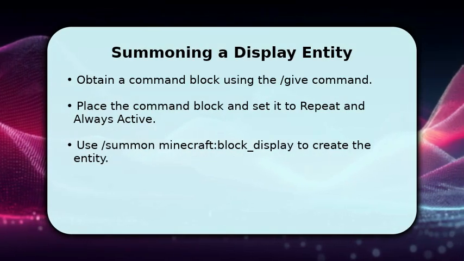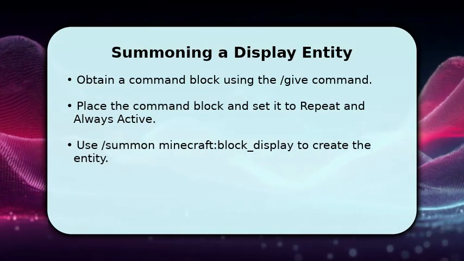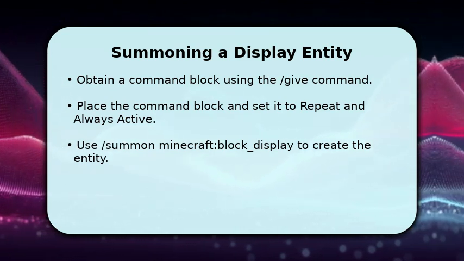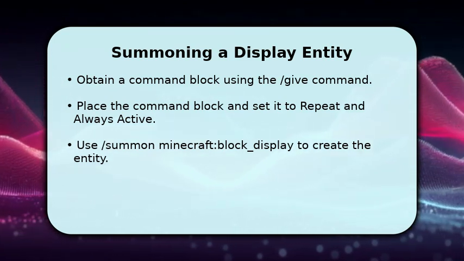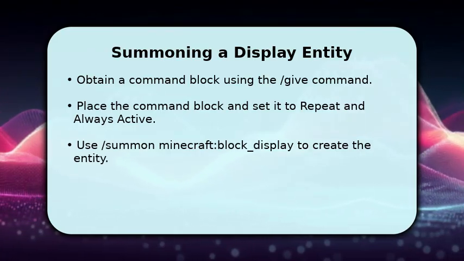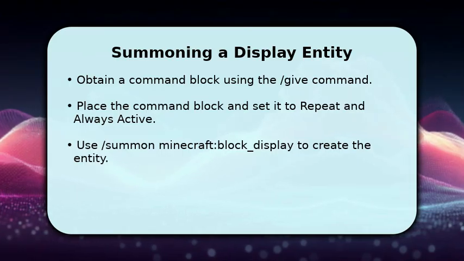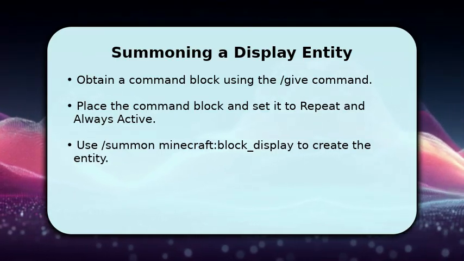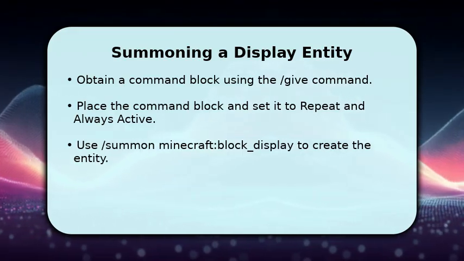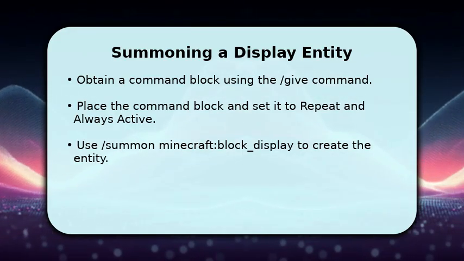First, you'll need a command block. Type /give @s command_block to get one. Place it down and configure it as a repeat command block set to always active. The initial command to summon your spinning block is /summon minecraft:block_display ~ ~ ~ {block_state:{Name:"minecraft:crafting_table"},Tags:["rotate"]}. This creates a display entity at your location, showing a crafting table.